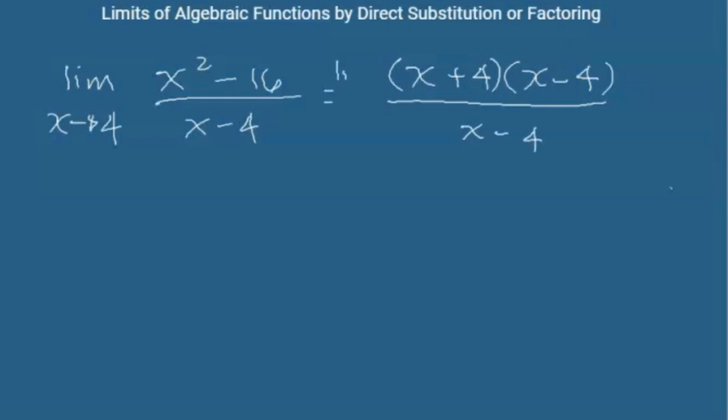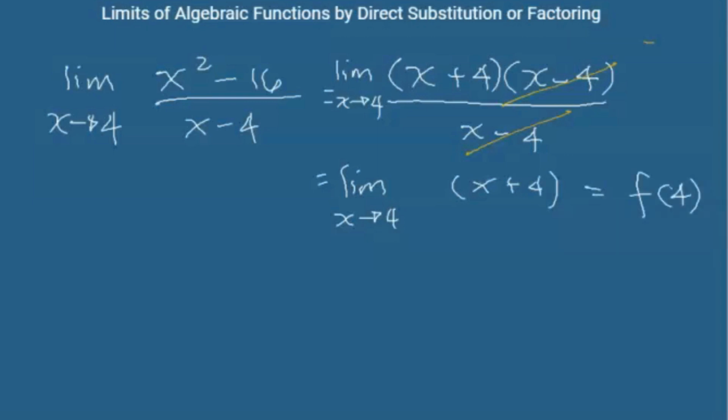Okay, let's write the limit as x approaches 4, and then we can cancel x minus 4. So we're left with the limit as x approaches 4 of x plus 4. This time we can substitute 4. So this will be 4 plus 4. So our final answer is 8.